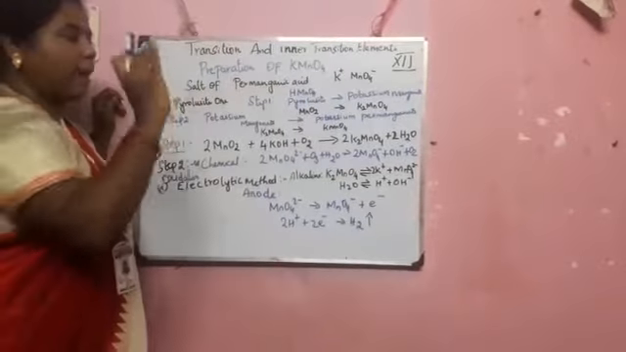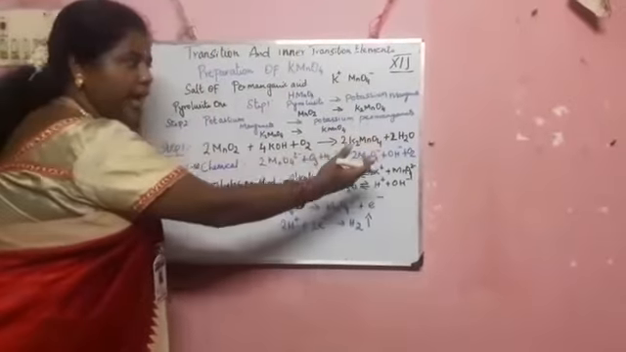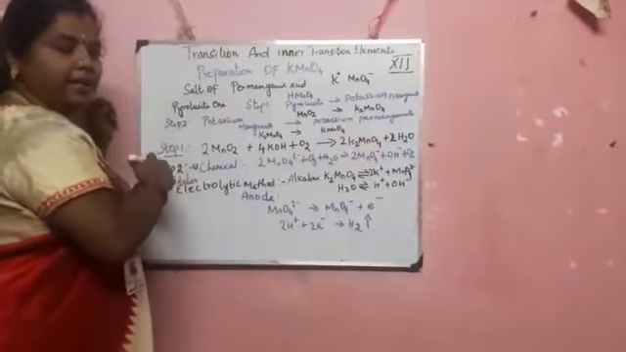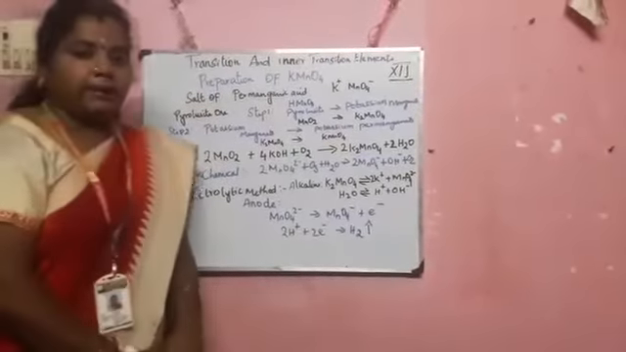So in the first step, pyrolusite is converted into potassium manganate, and then into potassium permanganate, which is very easy to understand.